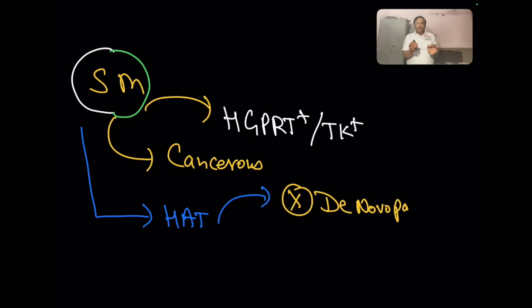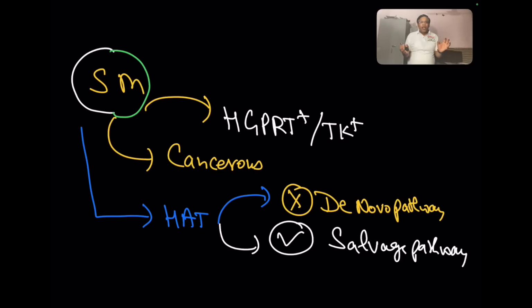Now let us take the next condition. In this situation, you have fusion of a spleen cell and a myeloma cell. I have told you the spleen cells are HGPRT plus and TK plus. So the hybrid cells are cancerous in nature, but they also have the enzymes hypoxanthine guanine phosphoribosyl transferase and thymidine kinase. Now when you put these cells within the HAT media, within these cells the de novo pathway is not operational, but the salvage pathway is operational. So these cells are going to survive.